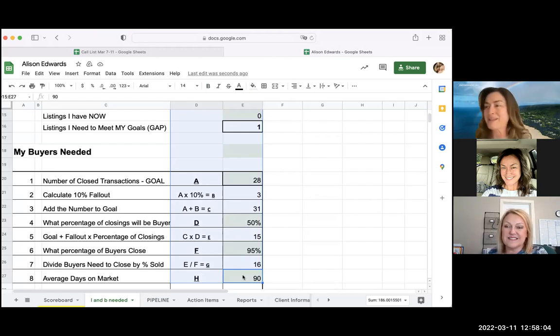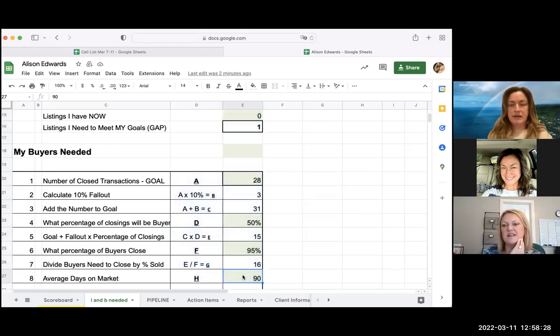Well, what we're finding is the inventory is so low, they're not finding anything for buyers. Right. So it's not about not getting them in, it's about finding the right property for them. So what would you say your average days on market for that is? 30, 60, I don't know. Okay. Well, we're going to put 60.